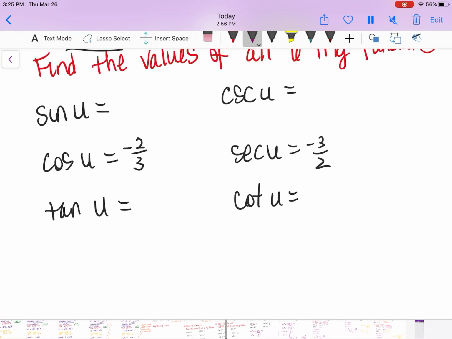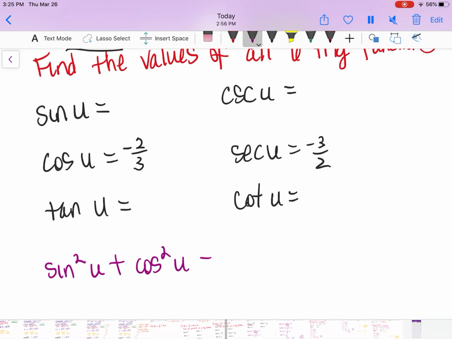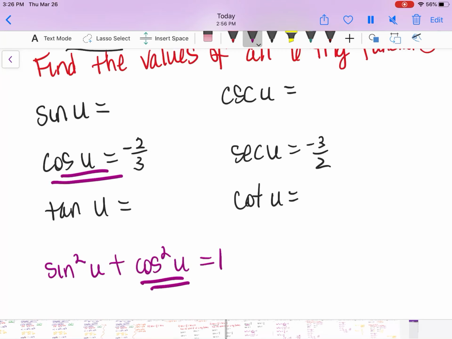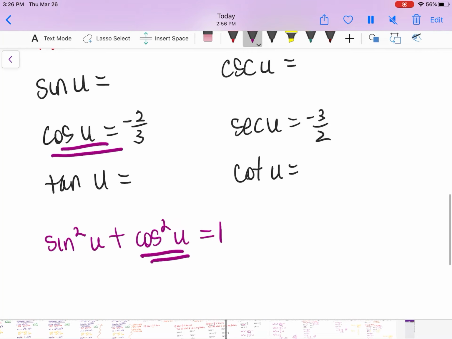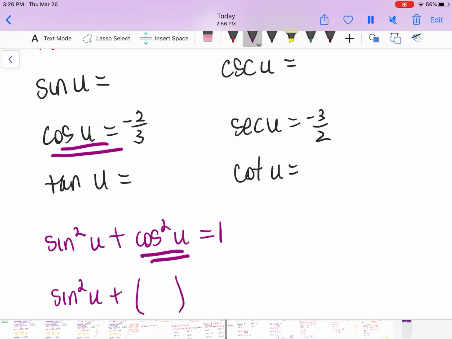So the first thing that I'm thinking about is our Pythagorean identity. Sine squared u plus cosine squared u equals 1. Okay, I know cosine, but I don't know sine. Okay. So if I can take that cosine value of -2/3 and substitute it in there for cosine of u, then that should allow me to solve for sine. So we're going to do that substitution.